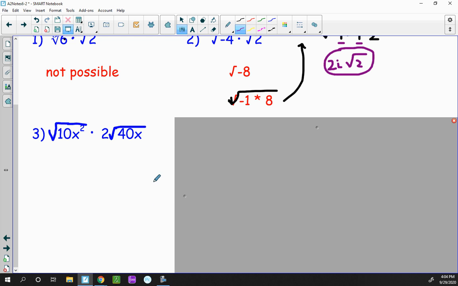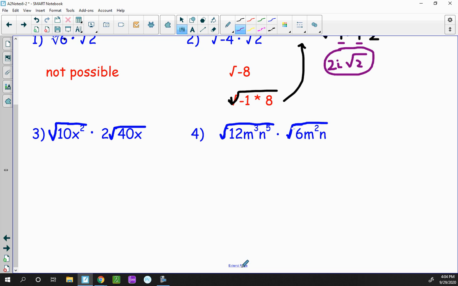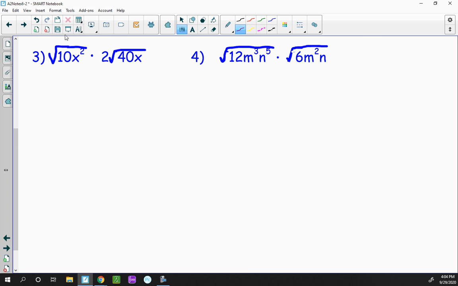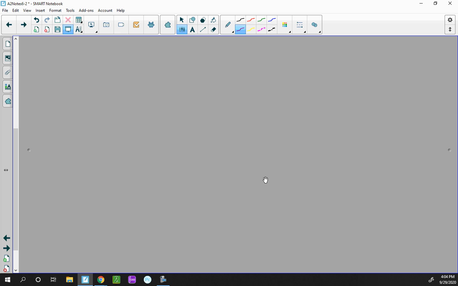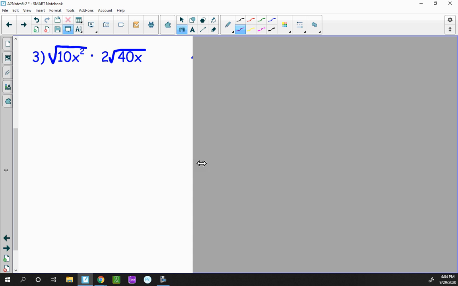Okay, next we're going to look at example 3. In example 3, you can see the square root of 10x to the second times 2 times the square root of 40x. And so I checked my indices. I noticed that these are the same. I've got a 2 that's understood there and a little 2 that's understood there, just not written. So they're both square roots, and I can continue.